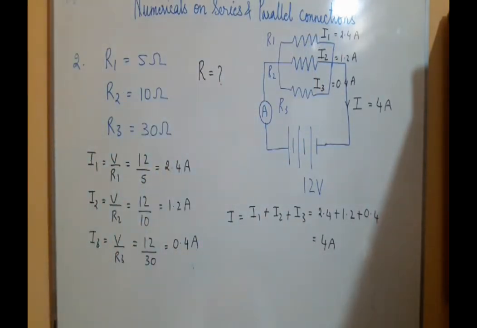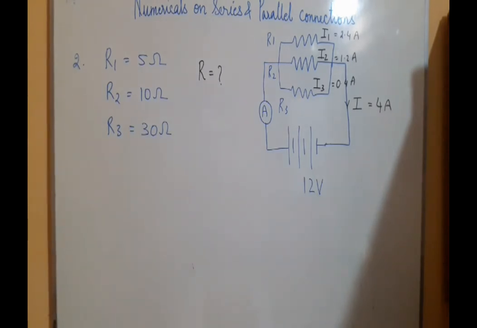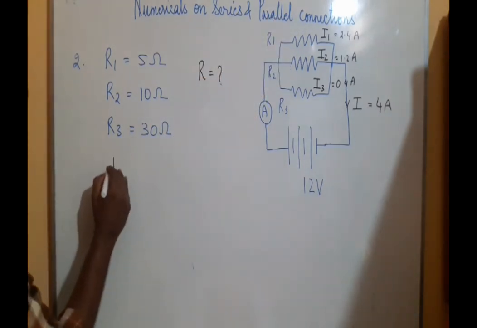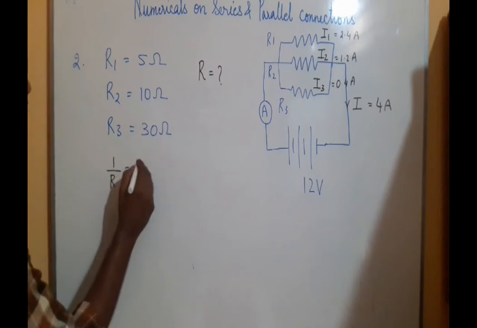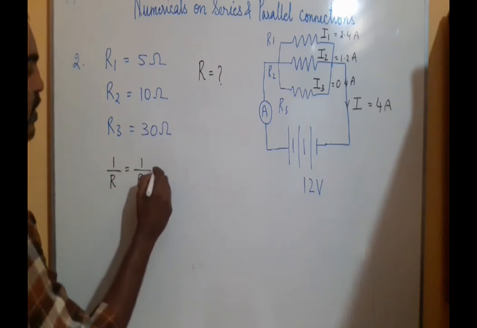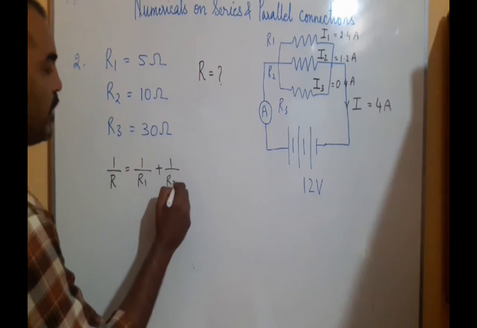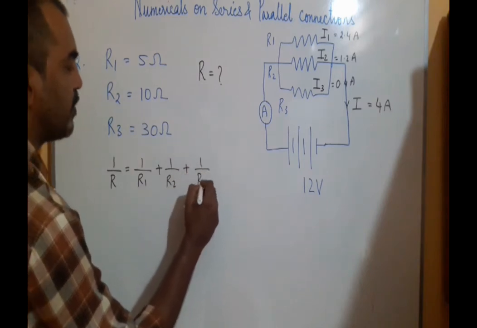Okay, so I hope you know which formula we use. Now let us find the equivalent resistance. For a parallel connection, what is the formula? The reciprocal of the resistance equals the sum of the reciprocals of the individual resistances.